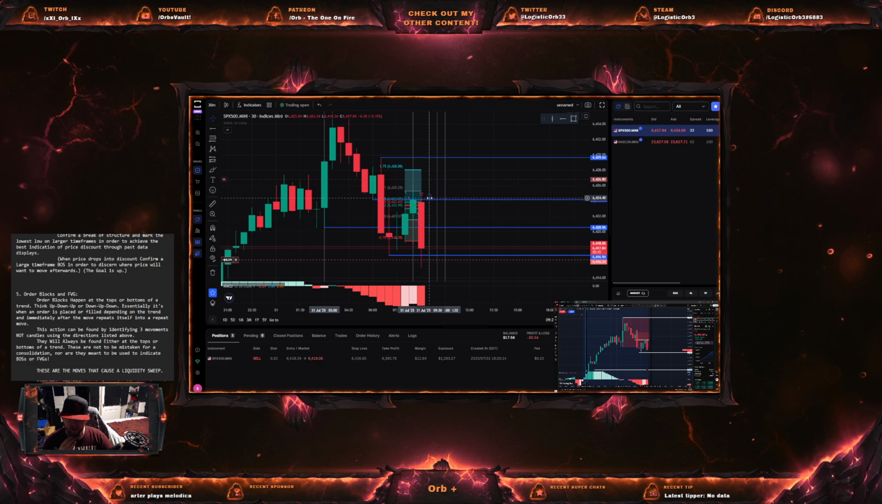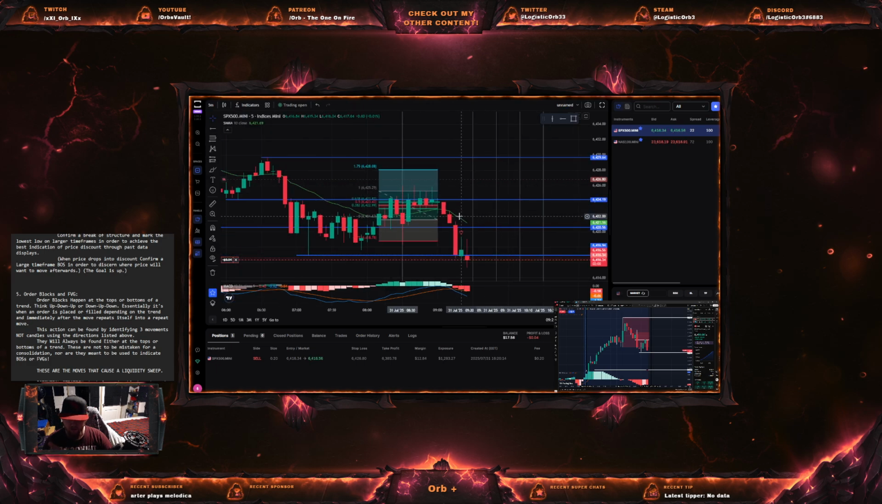We had to retrace up in. It respected that. It actually went into the level, respected it, closed. Yeah, the biases line up even on the 30-minute that we're moving further down. And then from 30-minute on down, we waited for that break of structure like we were supposed to.